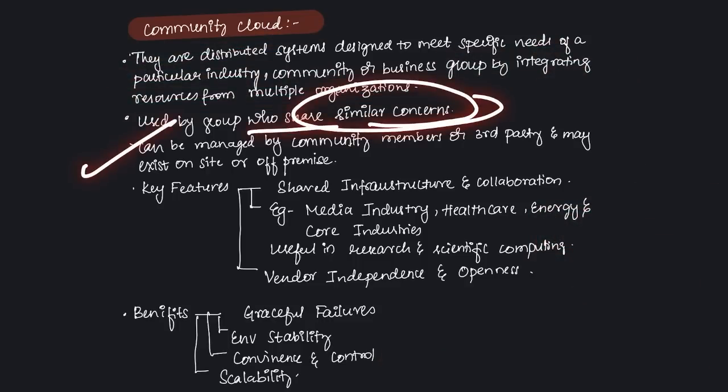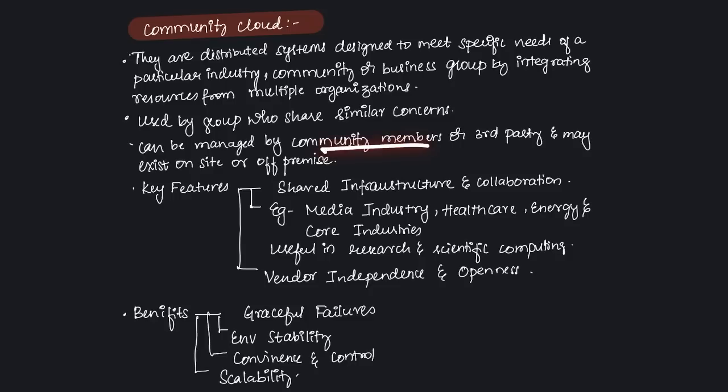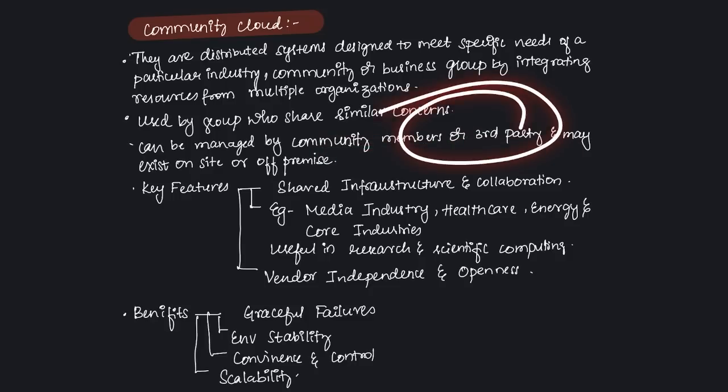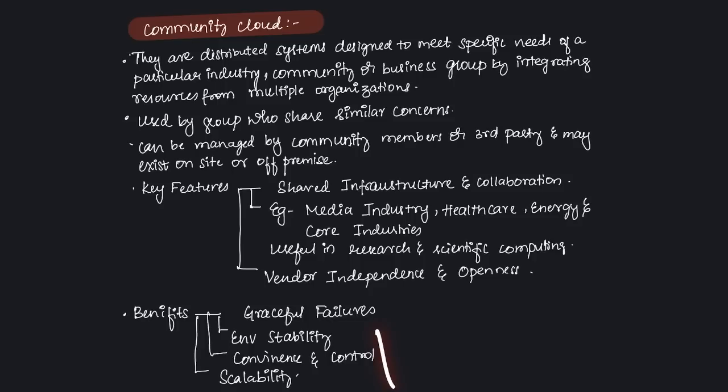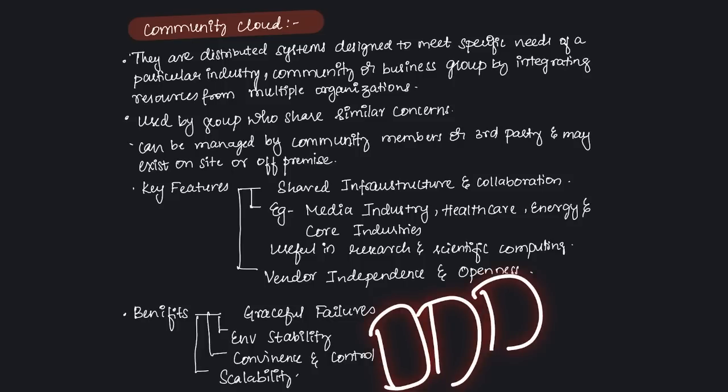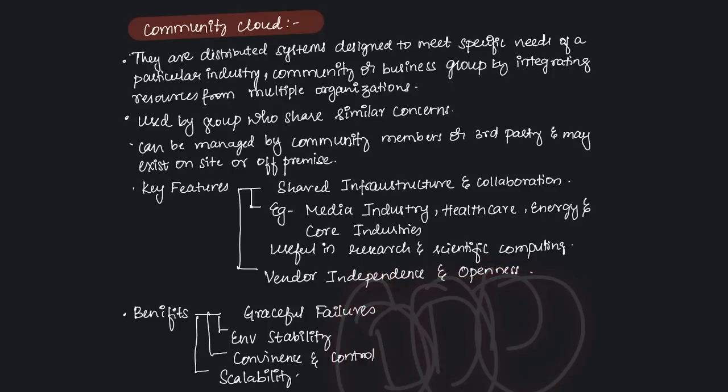This cloud can be managed by a community member, or a third party can be used, and this third party could be present on site, or it could be off premises. Looking at the features, first we have shared infrastructure and collaboration. Community clouds are built on resources contributed by different organizations, different companies. It could be government bodies, private companies, public infrastructure providers, and all of that.